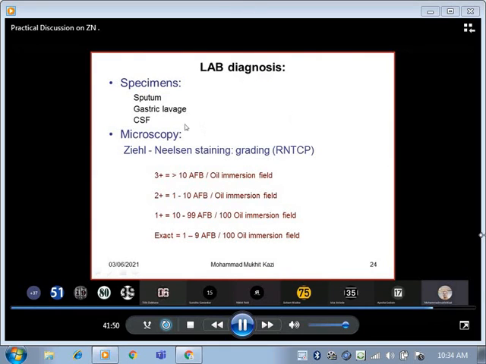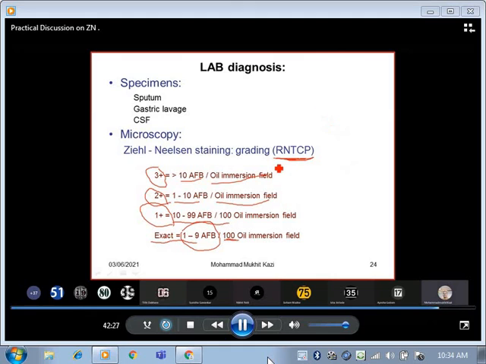Okay, this is something which is important. The Ziehl-Neelsen staining technique has the capacity to find out exactly how many bacteria are there, and that grading system is called the Revised National Tuberculosis Control Program. If you have 1 to 9 bacilli in 100 fields, you can write that exact number. If you have 10 to 99 bacilli per 100 fields, then you write it as 1 plus. If there are 1 to 10 per oil immersion field, then it is 2 plus. And more than 10 AFB bacilli per oil immersion field, then it is 3 plus.